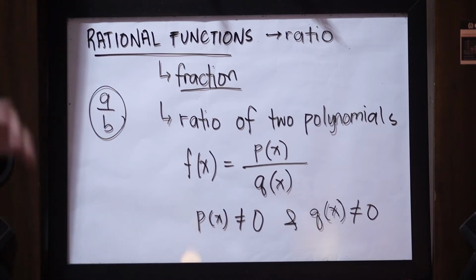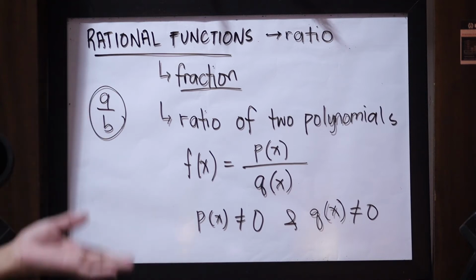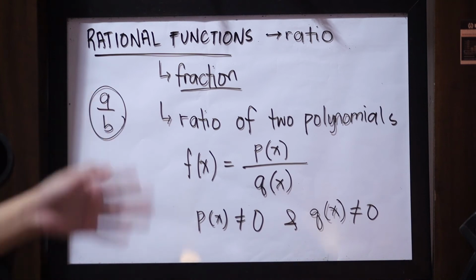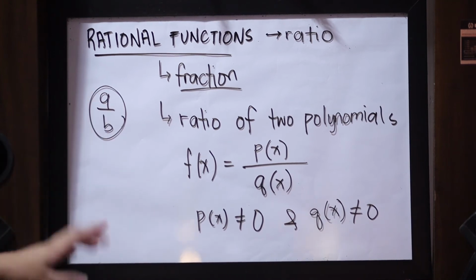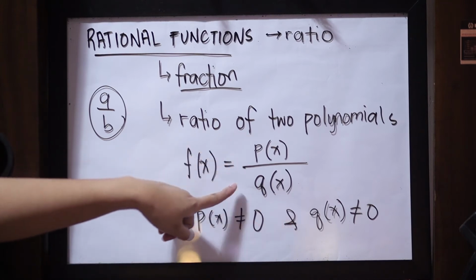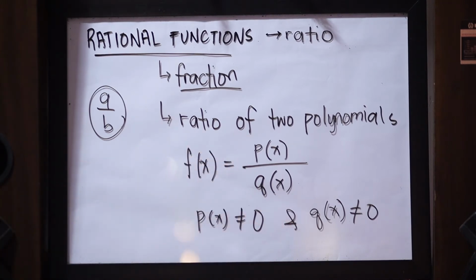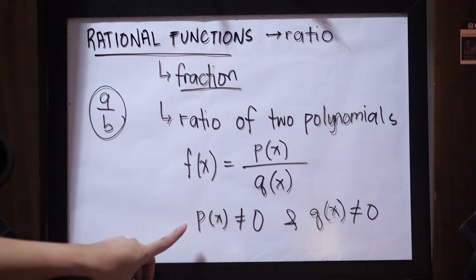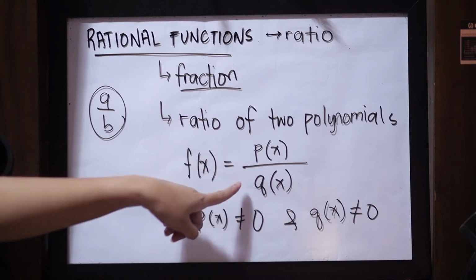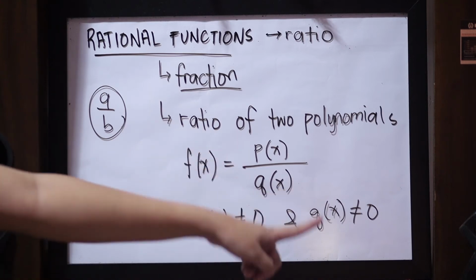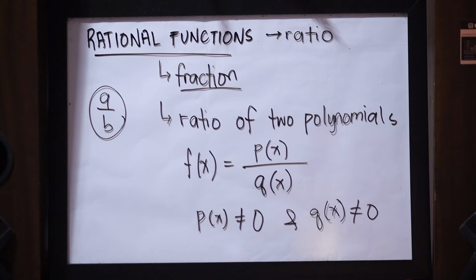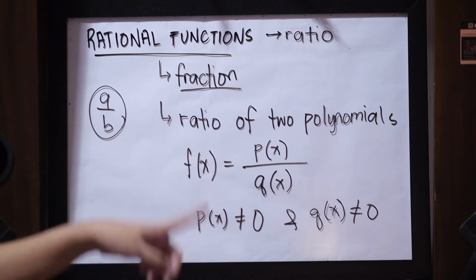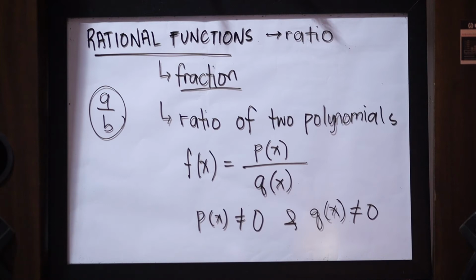Pwedeng constant function, pwedeng linear function, pwedeng quadratic, basta polynomial, basta nakakita kayo ng algebraic expression sa numerator at saka sa denominator, matik po na yun ay rational function. Basta, ang restriction niya lang is that the function in the numerator and denominator should not be equal to 0. Bakit should not be equal to 0? Kasi pag nag-0 yung numerator nyo, ang magiging sagot, 0. E di hindi na yun rational function. Constant function na yon, which is equivalent to 0.